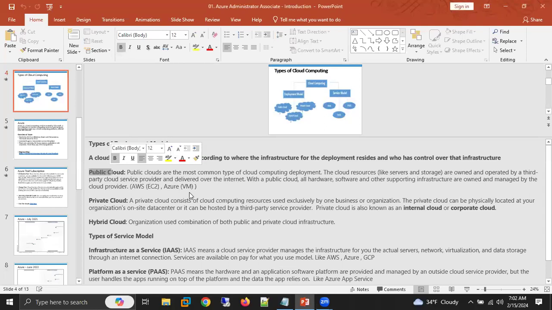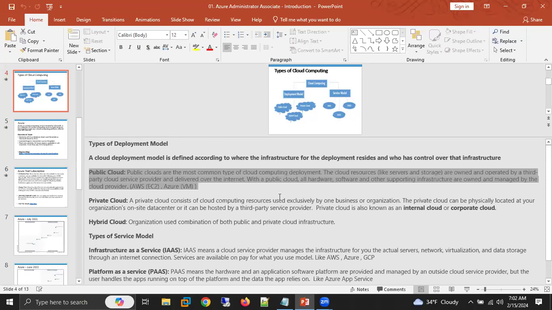Now, what is public cloud? The cloud platforms, whichever we have, be it Azure cloud, Google cloud, or AWS cloud, all these cloud platforms are called public cloud. All the clouds which we have in the market are called public cloud.